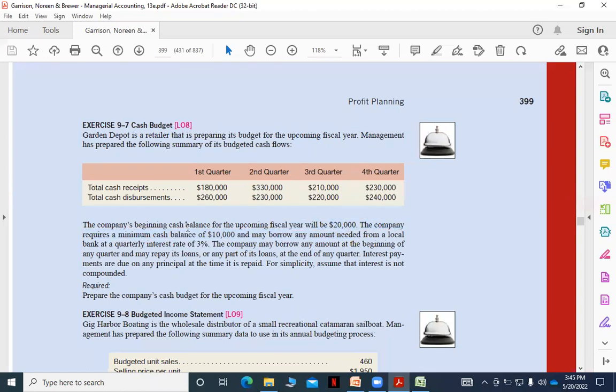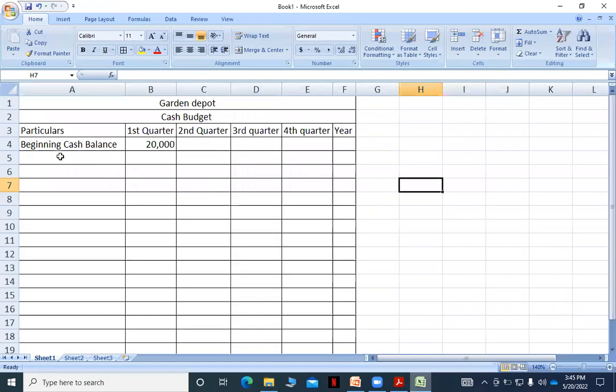Now, after that, you write the total cash receipt. So here for the first quarter, total cash received is 1,80,000. So you write total cash receipt, amount is 1,80,000. Okay. So you have only one cash receipt. Total is how much? 20 plus 1,80,000.